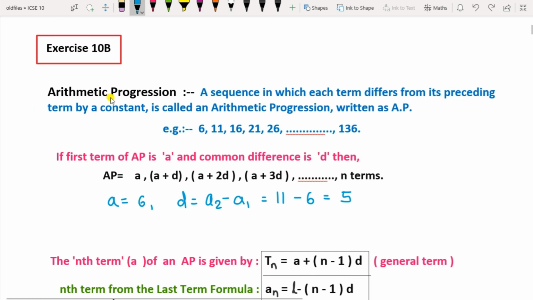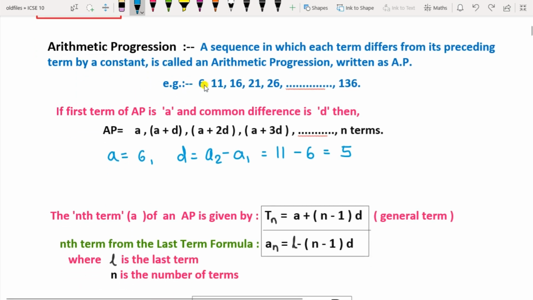As we have seen in the earlier video, an arithmetic progression is a sequence in which each term differs from its preceding term by a constant. The constant is the same for each term, so it is called an arithmetic progression. Now we can see here 11 minus 6 is 5, 16 minus 11 is 5, 21 minus 16 is 5. So everywhere the difference is 5. Such a sequence is called an arithmetic progression.